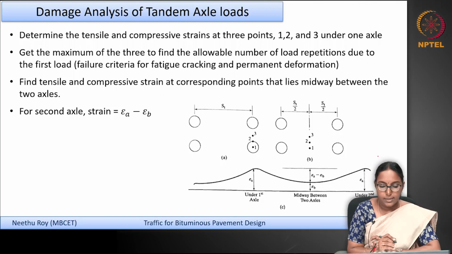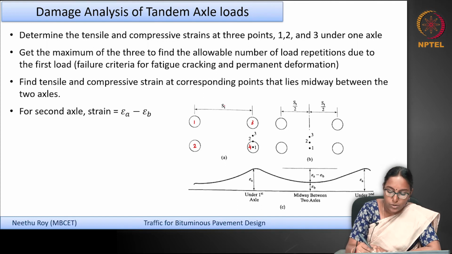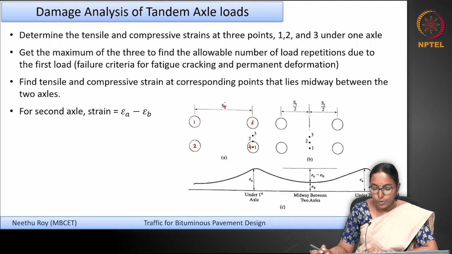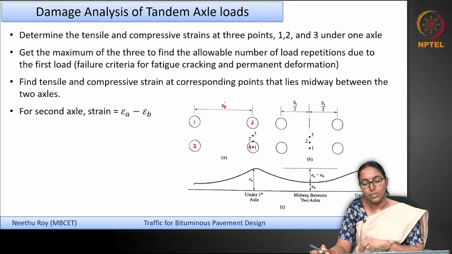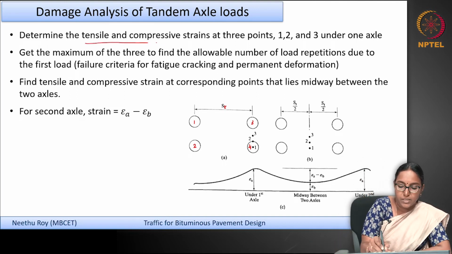Okay. So, let us say here I have shown a tandem axle. This is a tandem axle where 1 and 2 are the 2 wheels on one side of the tandem axle, and 3 and 4 are the other wheels, with the tandem spacing of ST. So, ST is the tandem spacing. Now, what you have to do is get the number of repetitions to failure using the two failure criteria.